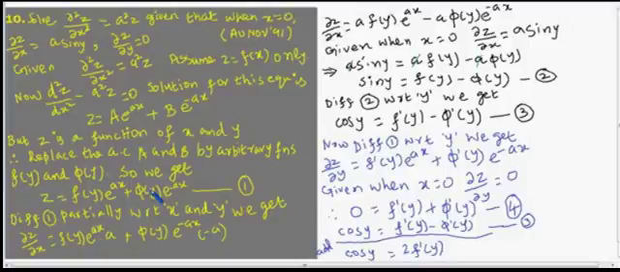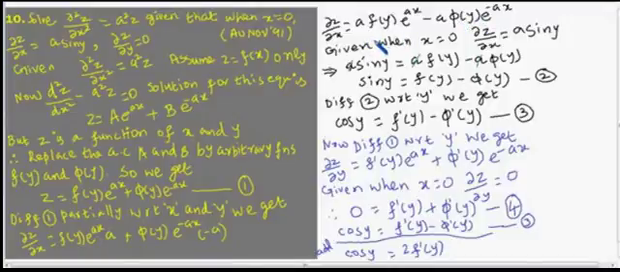The second term is phi(y) e^(-ax). Here also, since we are differentiating with respect to x, phi(y) is treated as a constant. The differentiation of e^(-ax) is e^(-ax) into minus a. So the differentiation of phi(y) e^(-ax) is phi(y) e^(-ax) into minus a. Rewriting, ∂z/∂x = a f(y) e^(ax) - a phi(y) e^(-ax).